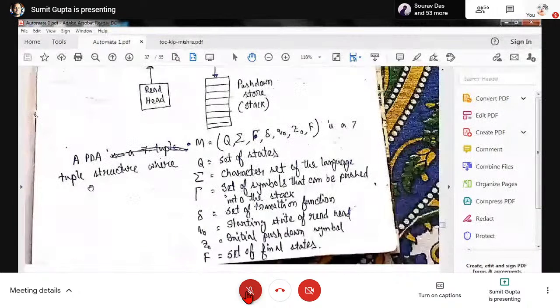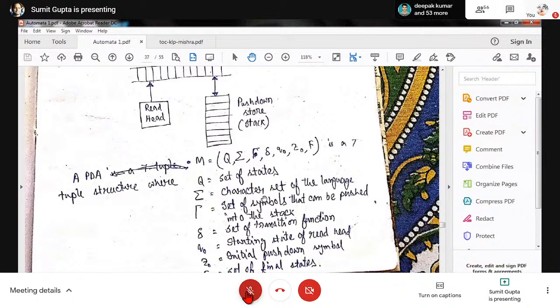So formally, we can define a PDA as a 7-tuple structure where we have Q, sigma, and capital gamma, then delta, Q0, Z0, and S. These are the 7 tuples of a PDA, pushdown automaton, where Q we know is a set of states, sigma is the character set of the language, basically the input symbols. Now gamma is a set of symbols that can be pushed into the stack. So all those symbols that will be pushed into the stack will be represented by the gamma set.